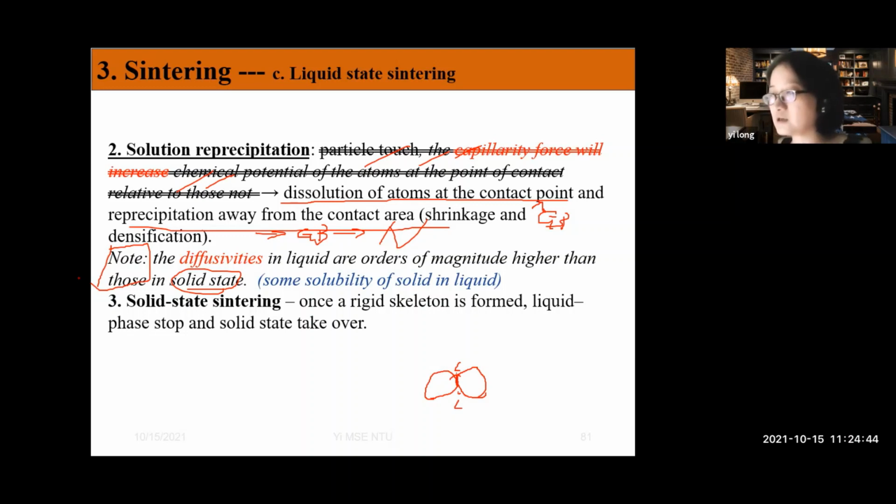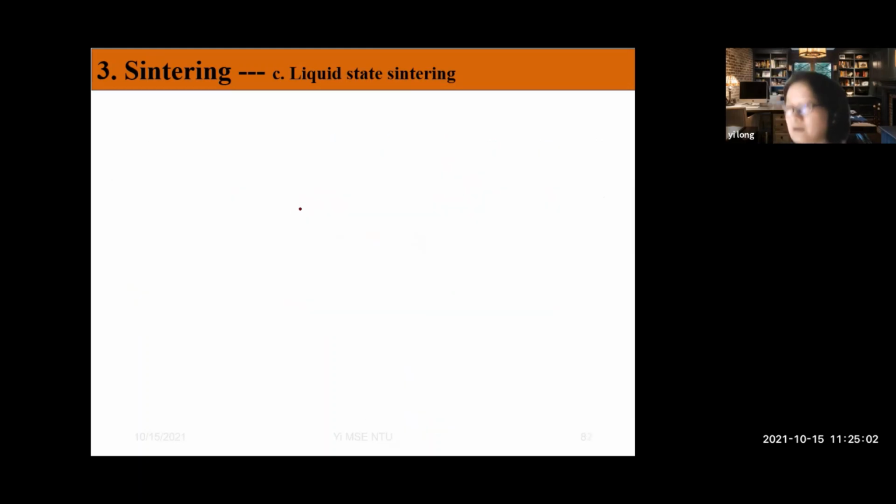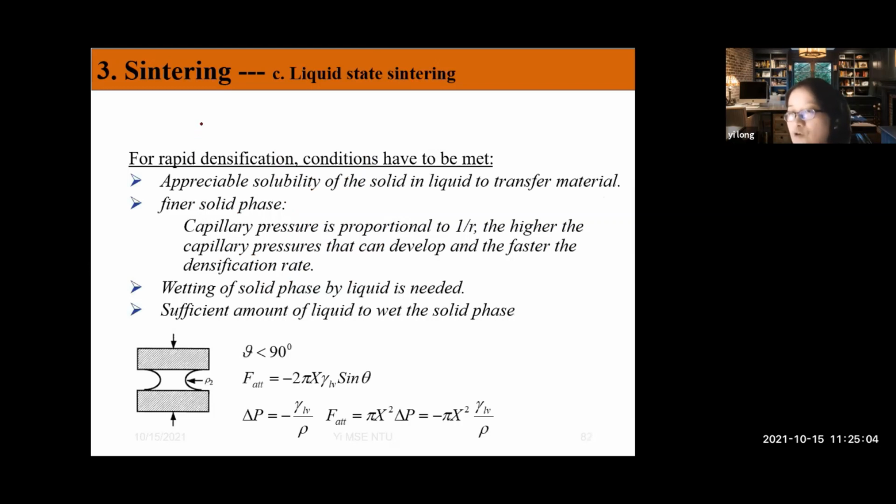So the very best thing of liquid phase is what? Can you type? It's the faster densification, right? Because of the capillary force coming from where? Coming from the wetting liquid, correct? All these are important things. So for rapid densification, there are 4 conditions.